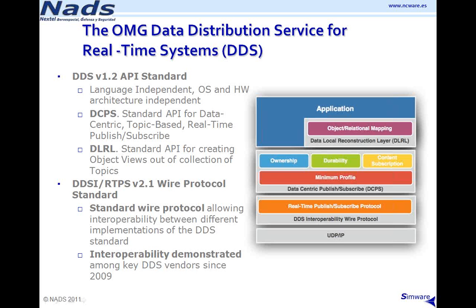DDS is really a two-layer protocol, DCPS and DLRL. The first one, DCPS, is the publish-subscribe layer. DLRL is a standard for creating information. The information is organized in units called topics in an object-oriented application interface. A kind of it is DDSI, now in version 2.1. DDSI, also called RTPS, is a standard for interoperability.